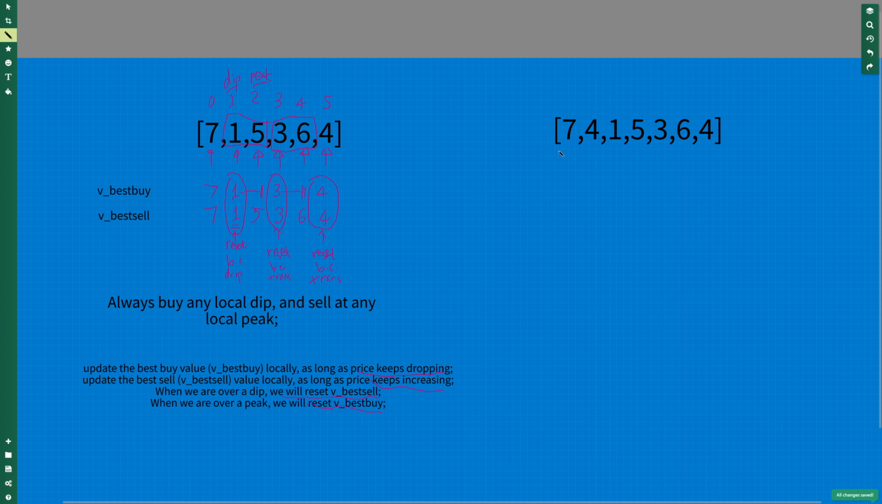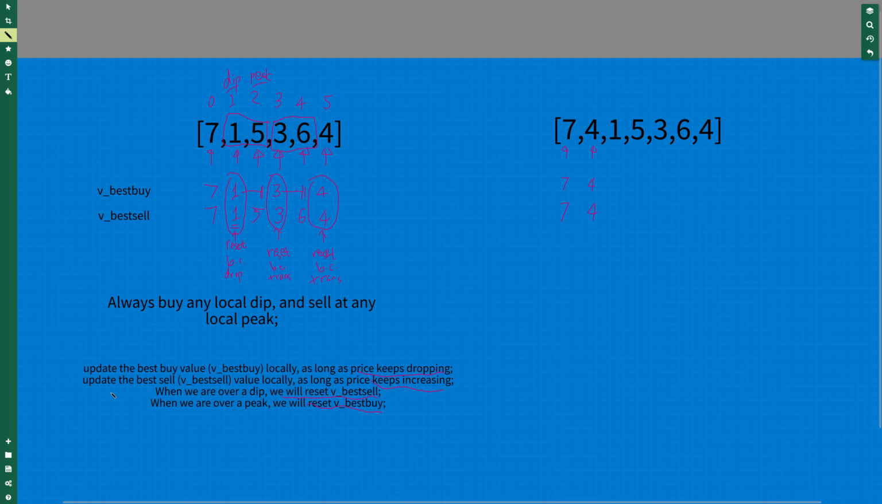Again, we're going to have a V best buy in the first row, right? And V best sell. Let's see if we start from 7. Our V best buy is 7. Our V best sell is 7. And when we move onto this, now our V best buy is updated to 4 because it keeps dropping, right? But V best sell also updates, because this has to be updated because it's a drop.